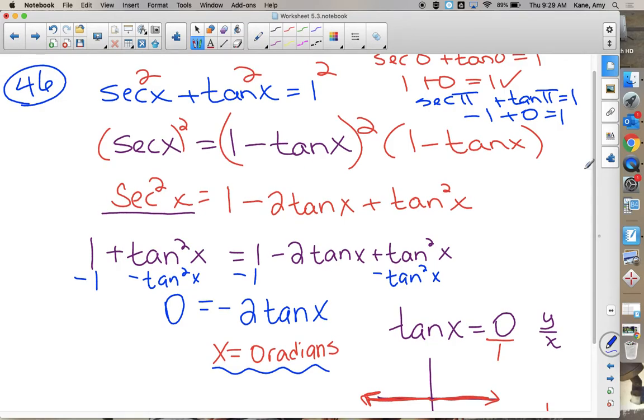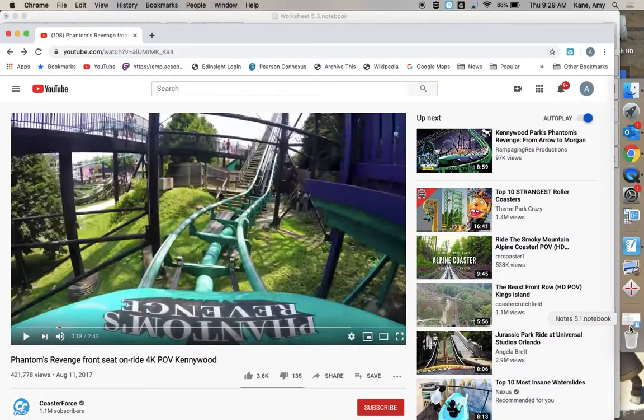So we're going to do a word problem today. And the word problem is a roller coaster problem. So we're going to see if we can try and create an equation. And after we have that equation, we're going to see if we can try and answer some questions. So just to get you in the mindset, I thought I'd pull up the Phantom's Revenge.